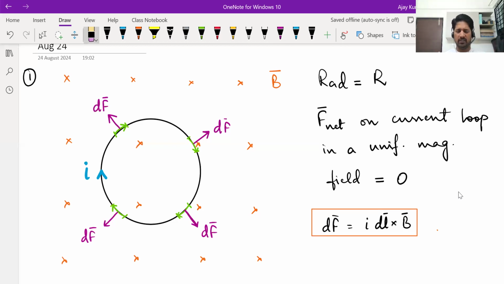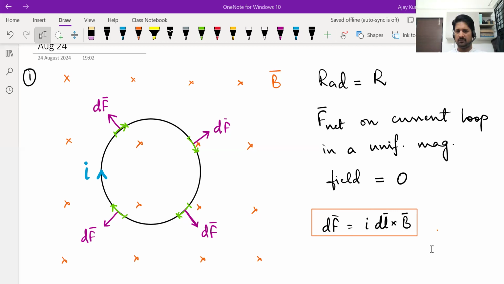Now this is a current wire, and there are forces acting radially outward at every point. Will this wire feel stretched or not? Will there be tension developed in this wire or not? So there will be tension, because at every point we are pulling it radially outward, the wire will feel stretched. So there will be tension.